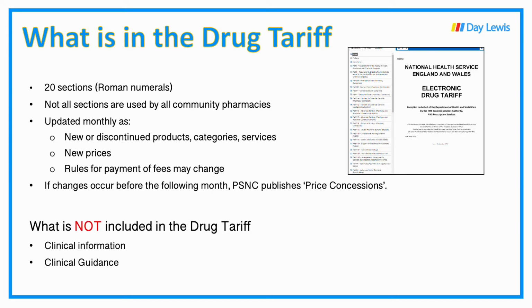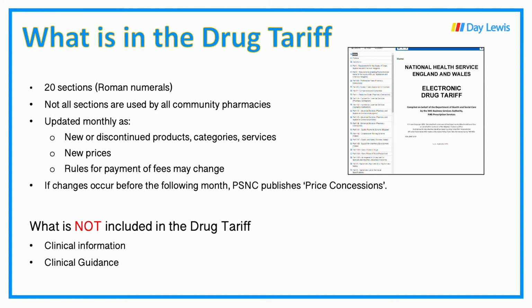The drug tariff can be quite difficult to navigate through. It has 20 sections, all given Roman numerals. You will have to familiarise yourself with Roman numerals, as people will refer to it as section 8 and you'll be reading it as section VIII. So do become familiar with what those Roman numerals stand for. Not all sections are used by all community pharmacies, so some things will be applicable to your practice and others won't. We will go through this in more depth in future workshops.